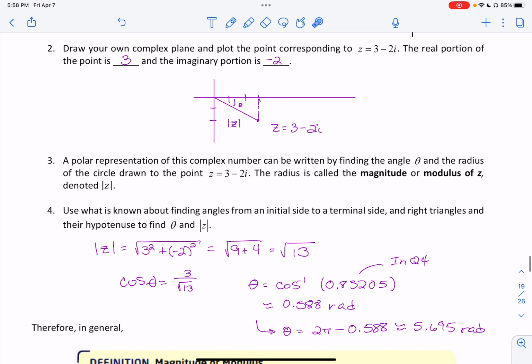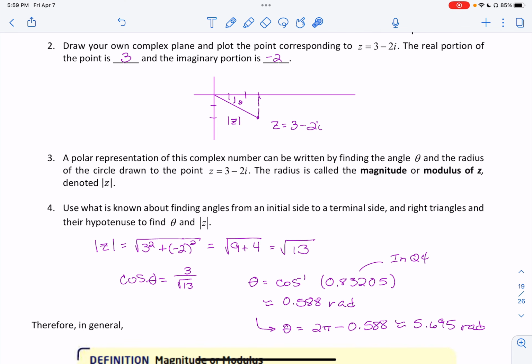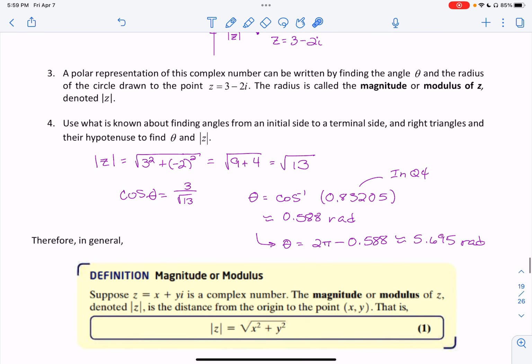So I know it needs to be down there in the fourth quadrant, alrighty? My inverse cosine, remember, will solve from 0 to pi. So I come up with 0.588 radians. Make sure your calculator is in radians. And my theta then is going to be 2 pi minus that, because I'm going to come down into the fourth quadrant, and I come up with 5.695 radians there. We did it yesterday with sine, and you saw how that worked out.